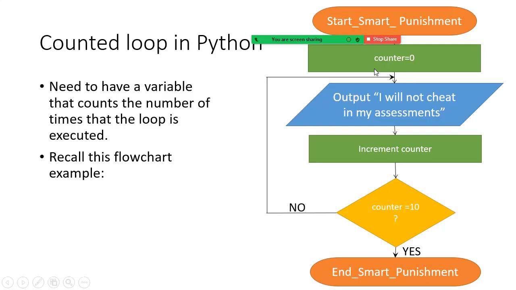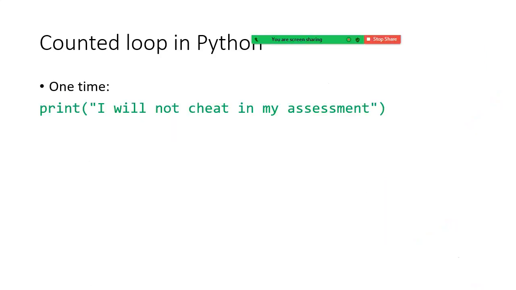A counted loop is different than the Sentinel loop. In the Sentinel loop, we didn't know how many times we were going to do it. We let the user control it because we stopped the loop by something that the user typed. With a counted loop, we know how many times we're going to do it, and we count as many times as we need to, and we do it.